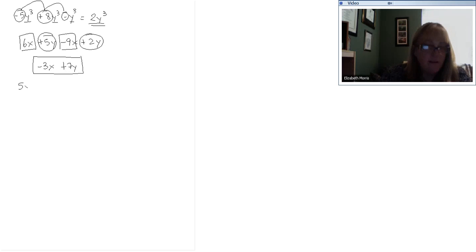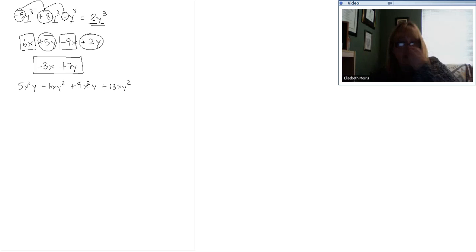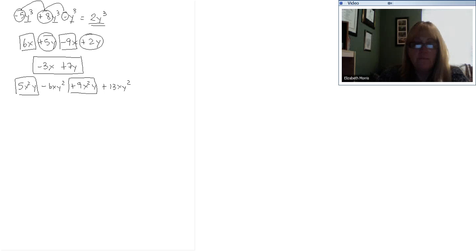Now look carefully at this. What would happen? Are these all like terms? x squared y, xy squared, x squared y, and xy squared. They're not all the same, but this one and this one are. So I get 14x squared y, and these two are like terms, so I get 7xy squared. I can't combine those because they are not like terms, so that's my answer. Okay?